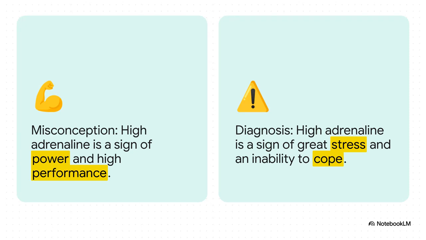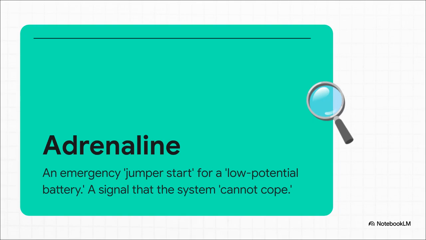The answer lies in completely reframing how we interpret this signal. The common misconception, what we're all taught, is that adrenaline is a feature of a powerful system, a sign of peak performance. But Alex's diagnosis is the exact opposite. High adrenaline is a bug report. It's a critical error signal telling you that the system is under extreme stress and simply cannot cope with the current load.